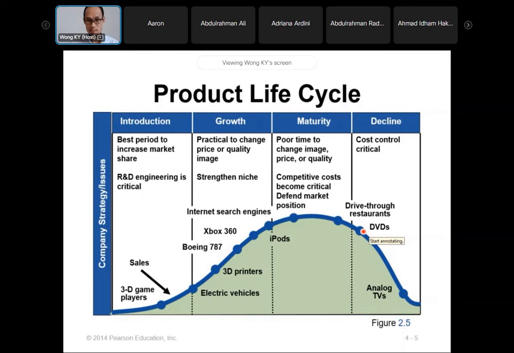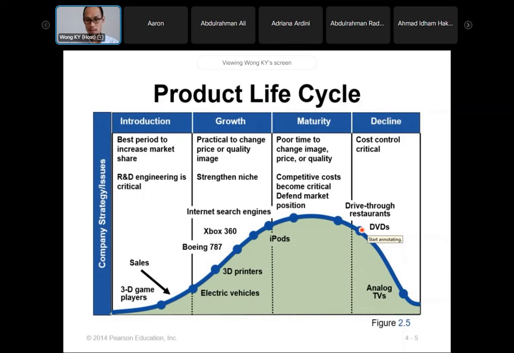But of course, before that, DVD started from here, went through the growth stage, became matured, but currently it is in the decline phase. Nowadays nobody uses DVDs anymore. Even if you buy laptops or computers, they do not have a DVD drive.